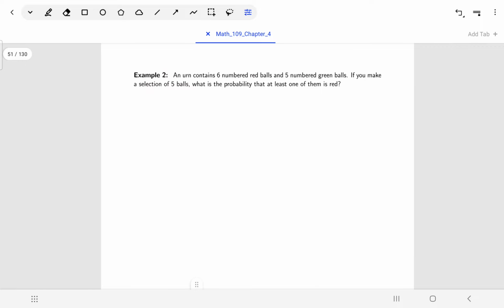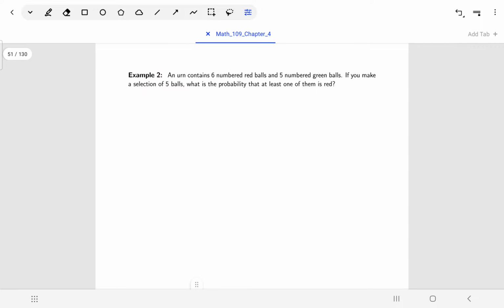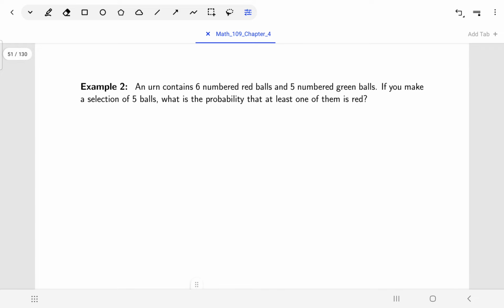Okay, let's do an example. We're back to our marbles again, the numbered marbles. We're selecting 5 of them this time. So we've changed our experiment. So in this case now it's a selection of 5 marbles. So the sample size, instead of being 11C3, our sample size is now 11C5. Okay. Now, we're interested in what's the probability of at least one of them being red.